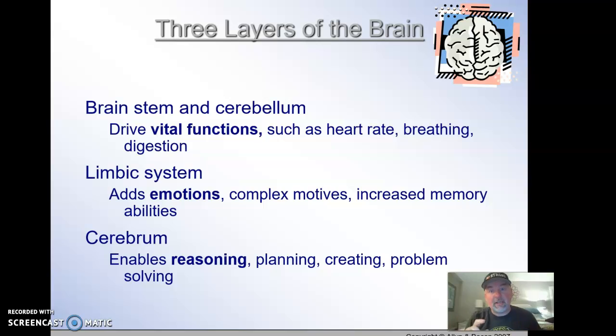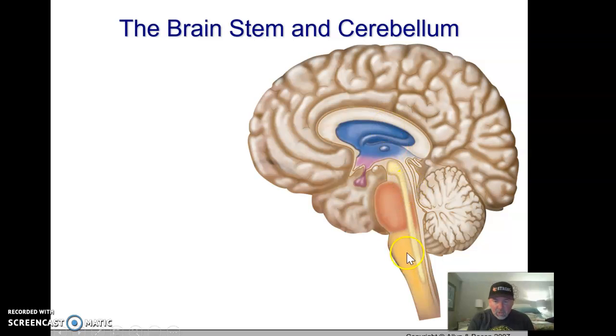I'm going to start talking about the brainstem first, then we're going to move up to the limbic system, then we're going to move up to the cerebrum. I don't even know if I'm going to get through the whole brainstem today, but let's at least take a look. So here's the brainstem and the cerebellum. And the way it's labeled, it's a little confusing, but I'll talk to you about it.